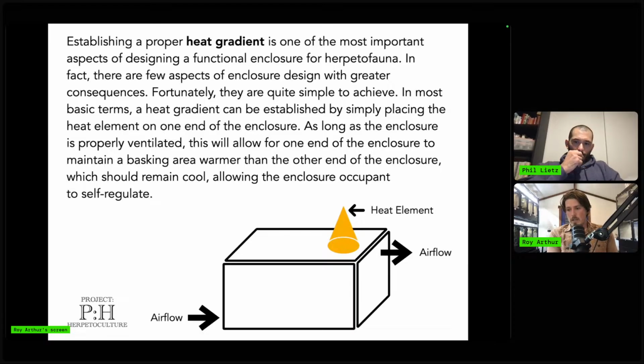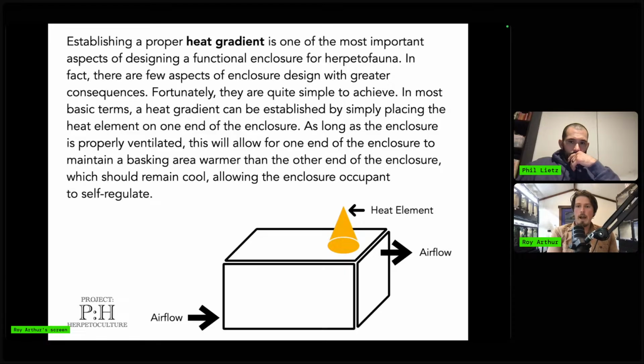So I want to draw everyone's attention to this really simplified diagram that I've made. You see this orange cone that represents the heat element. In my case, I always advocate for a halogen or an incandescent bulb as a heat element, something that produces light, and they produce a really nice quality of heat that's rich in infrared A, which is the closest thing we have to replicate the sun, the warmth of the sun, I should say, in the vivarium setting.